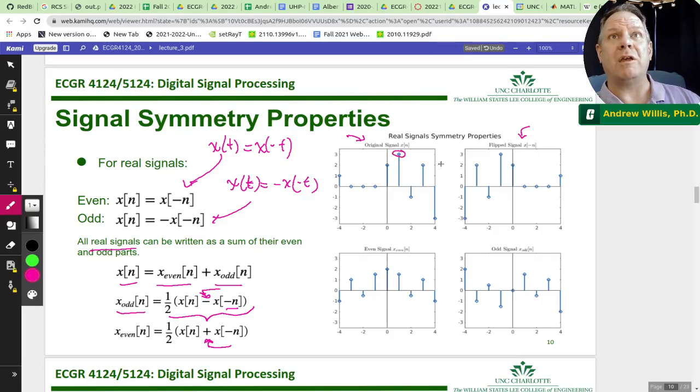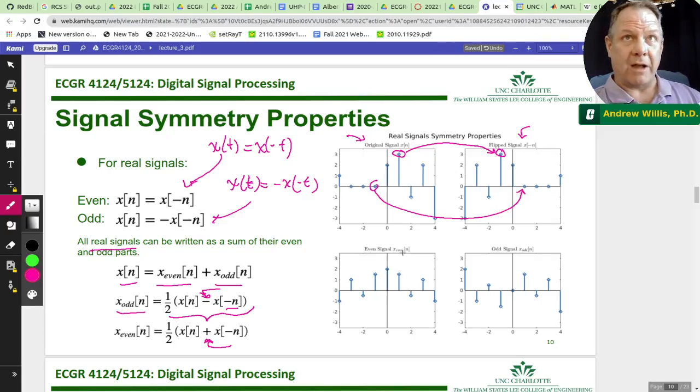So the value that was here ends up being here, and the value that's here moves to there. So the value that was at 1 moves to -1, and the value that was at -1 moves to 1. And this is consistent for all of the values. Notice the value at 0 does not move.